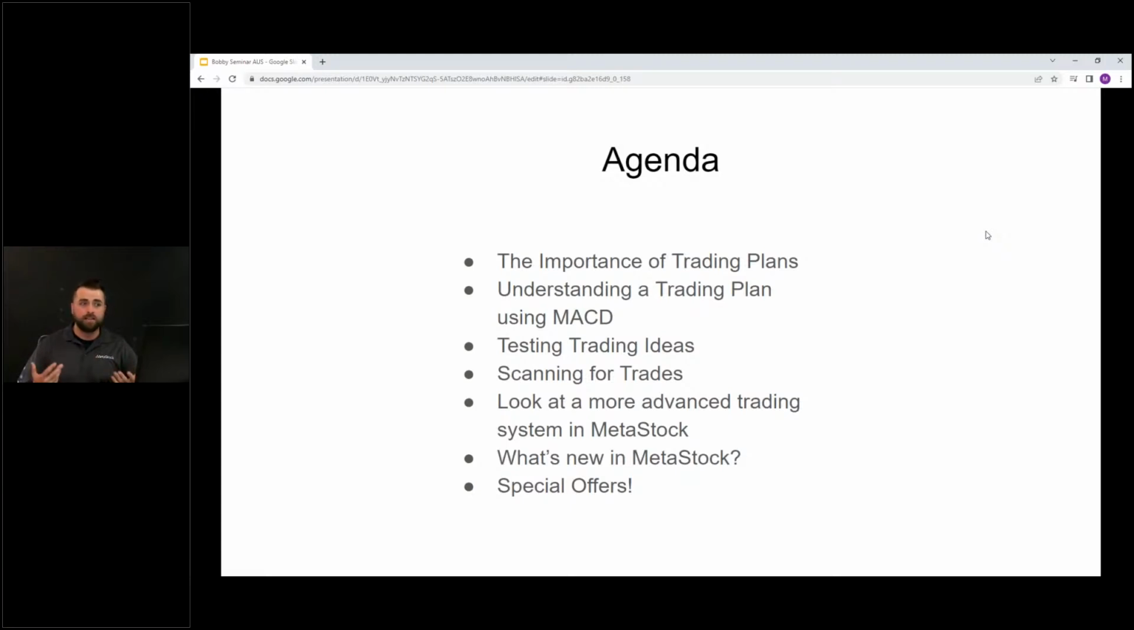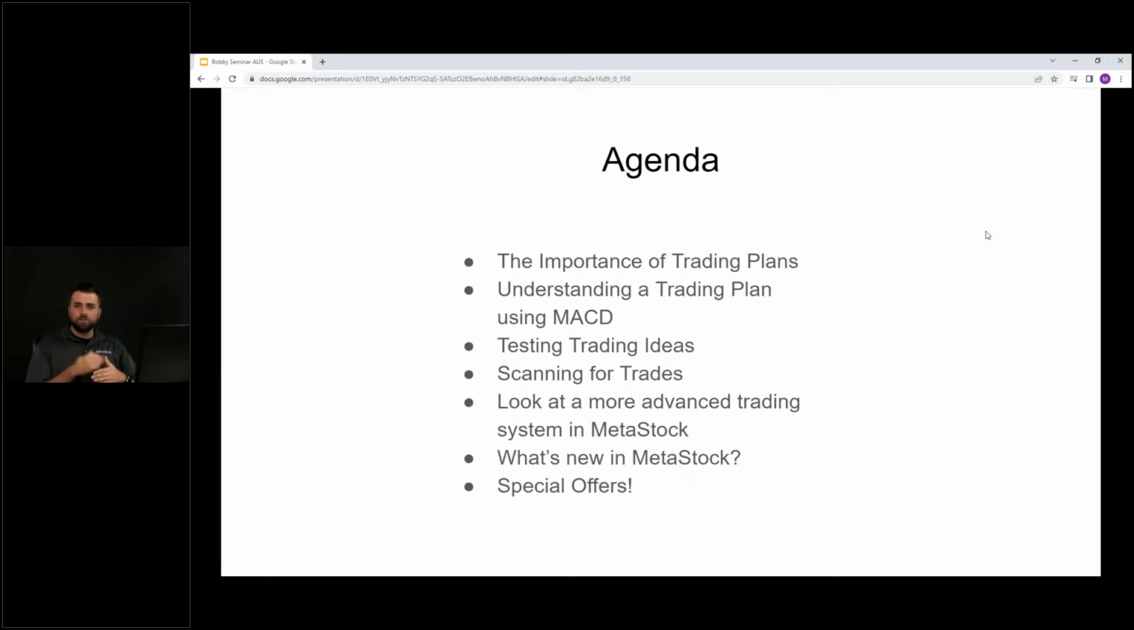That can help you with your trading analysis. To touch in a little more depth on today's agenda, I said I'm going to try to touch on several different topics. We're going to go over the importance of a trading plan and understanding a trading plan using the MACD. We're going to test some trading ideas. We're going to scan and see how you can look for trades, like something that has a buy or a sell signal today.